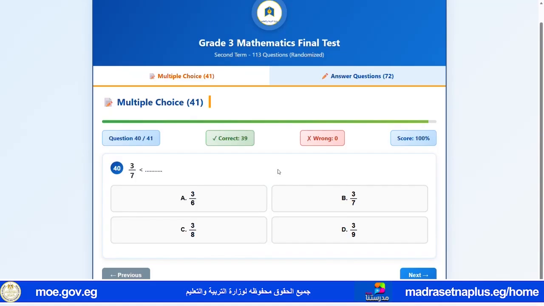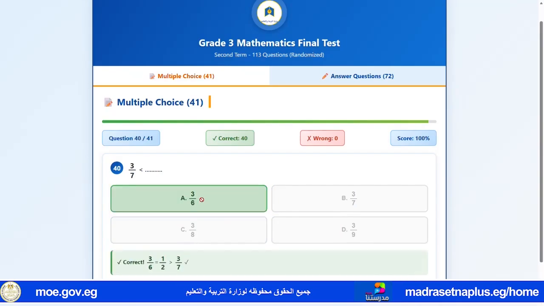37 is smaller than 37. No. 39. No. 38. No. Smaller than 36. Why? Same numerator, the smaller denominator is the greater fraction. If we have same numerators, the smaller denominator is the greater fraction. But if we have same denominators, the bigger numerator, the bigger fraction.